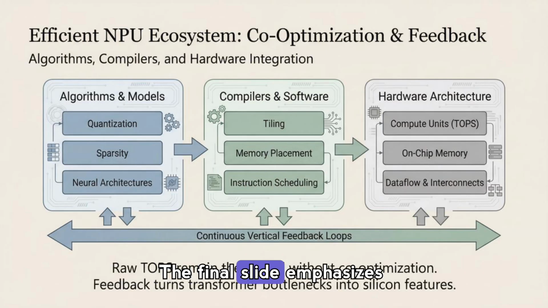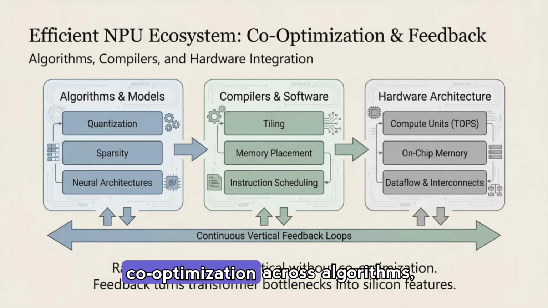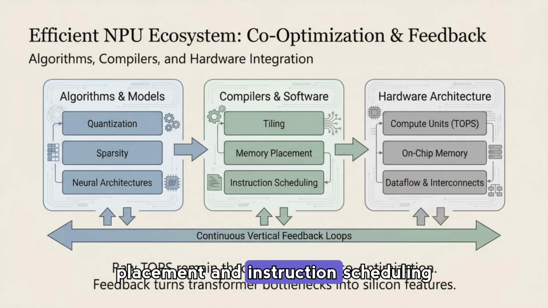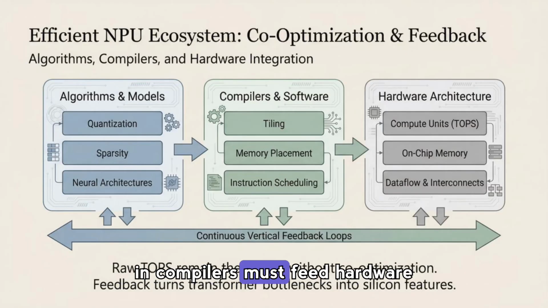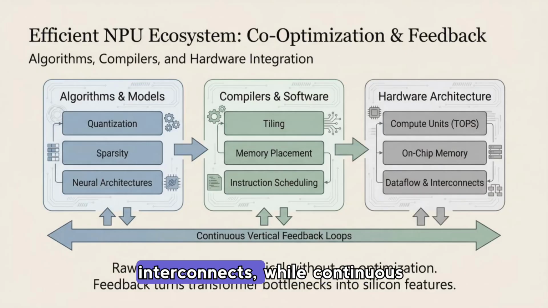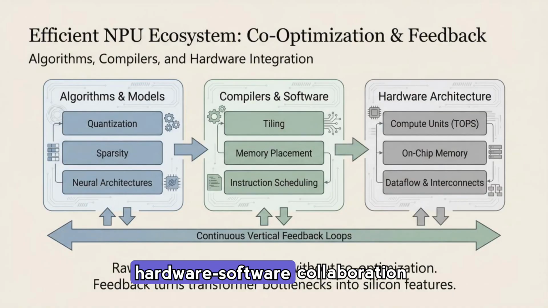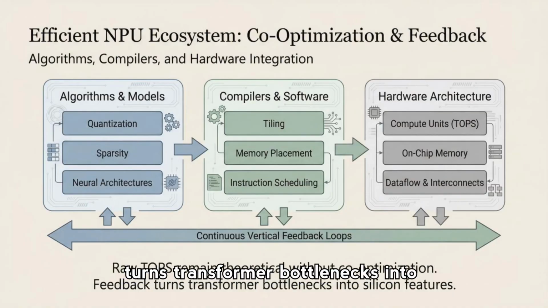The final slide emphasizes co-optimization across algorithms, compilers, and hardware as the key to turning raw TOPS into real performance. Tiling, memory placement, and instruction scheduling in compilers must feed hardware features like on-chip memory and interconnects, while continuous feedback loops guide architecture choices. In short, tight hardware-software collaboration turns transformer bottlenecks into silicon features.